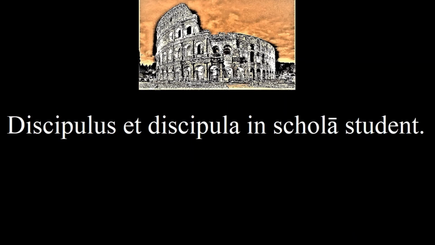In the next sentence, there's a new word and a new verb form. Discipulus et discipula in scholā student. Because we are talking about two students, the verb changed from studit to student. It's that easy. We just add an N, usually. And you guessed what scholā means, right?